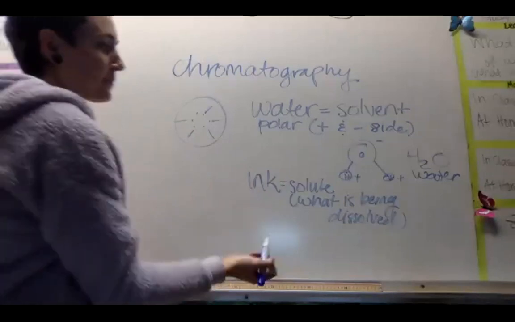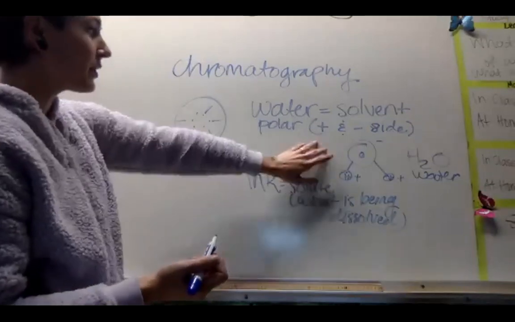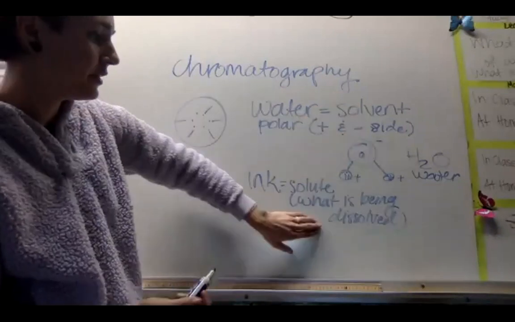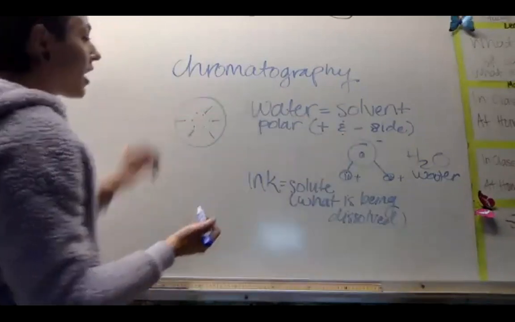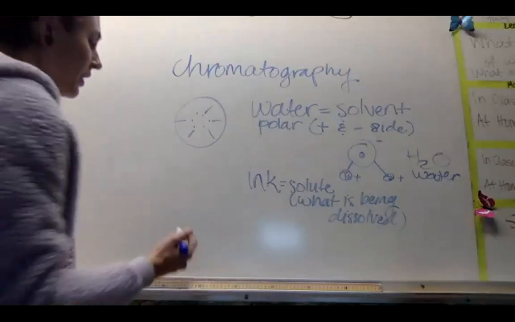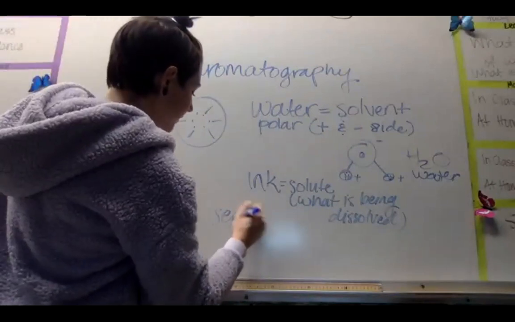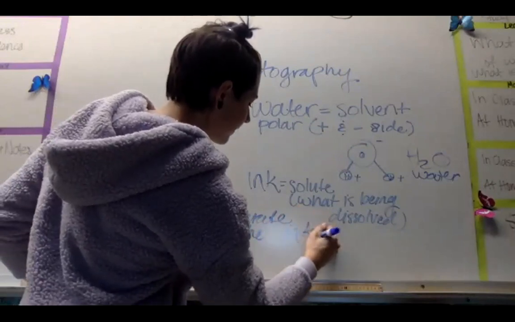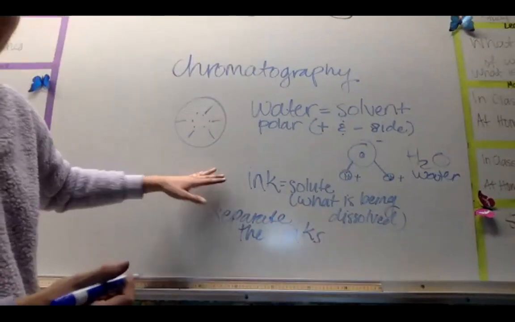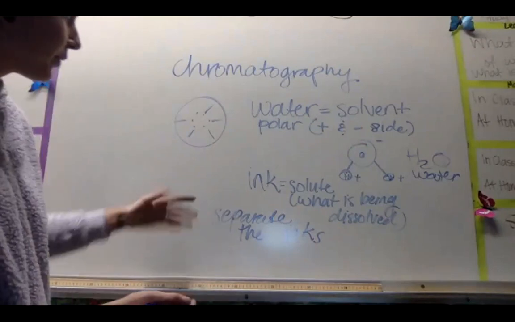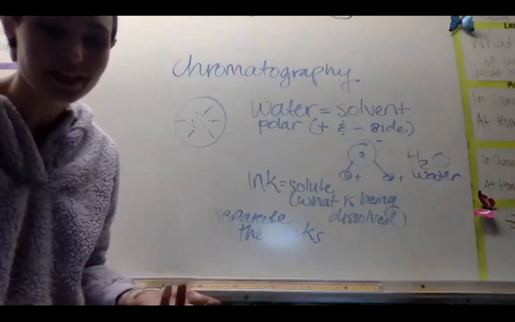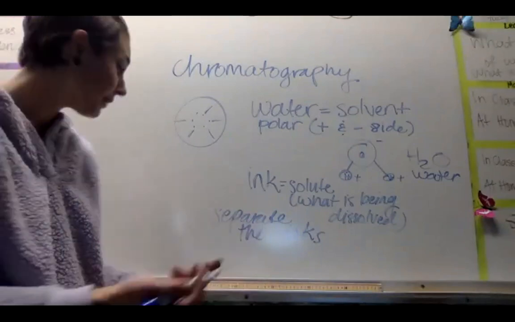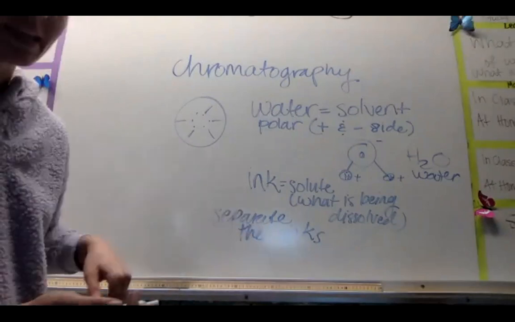Thanks, you too. Okay, so knowing that water is the solvent, it's doing the dissolving, and ink is the solute, it's what's being dissolved. In chromatography, essentially what we want to do is separate the inks. We want to see what different types of inks are making up the color. The one that we did in class was black, so we wanted to see what different kinds of pigments make the color black. And so we want to separate the inks.